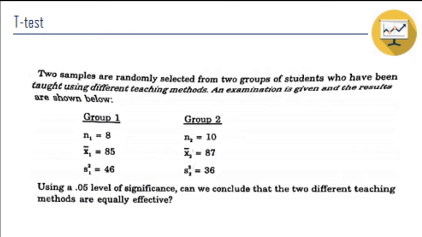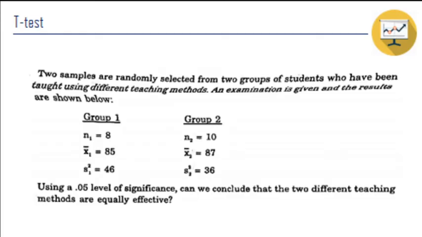Okay, so we move on to the last example for t-test. Two samples are randomly selected from two groups of students who have been taught using different teaching methods. An examination is given and the results are shown below. So, group 1 and group 2.